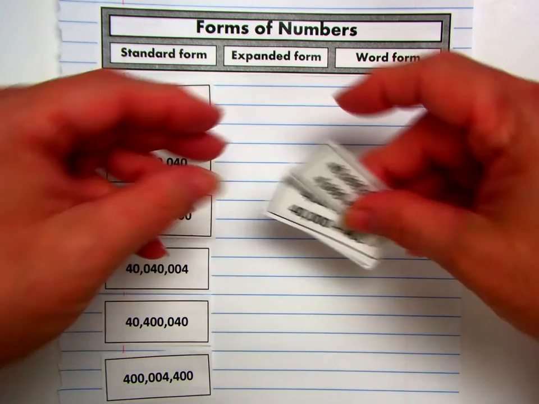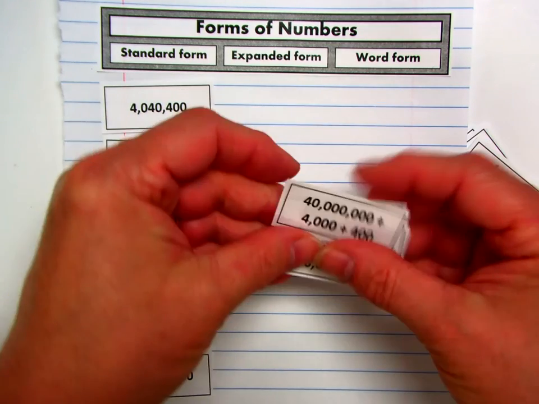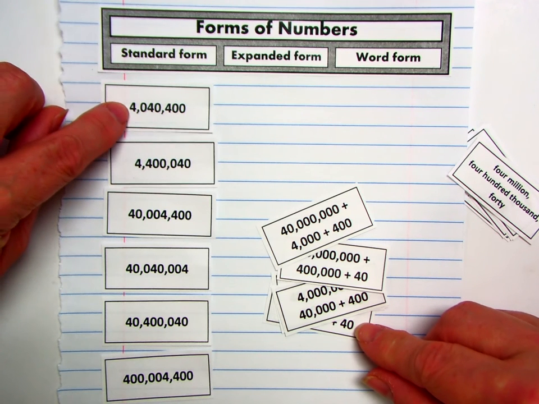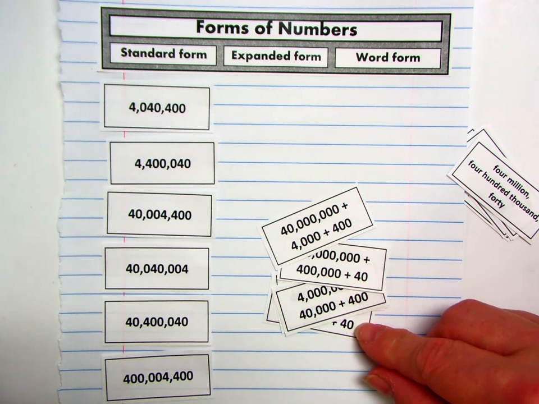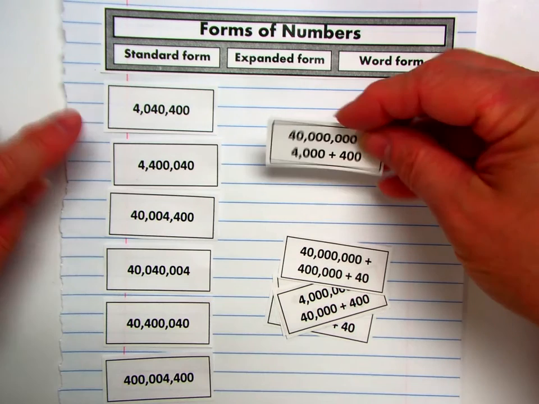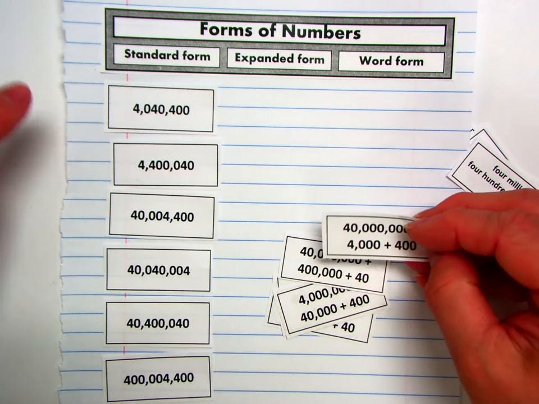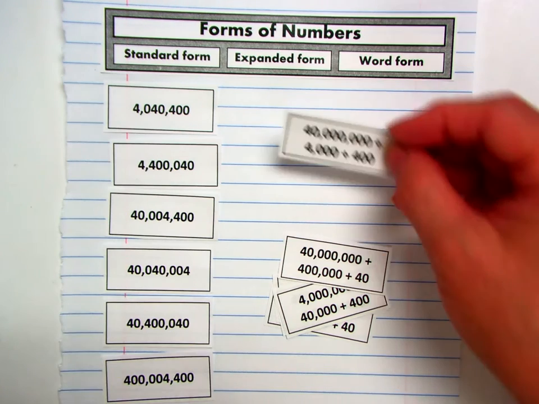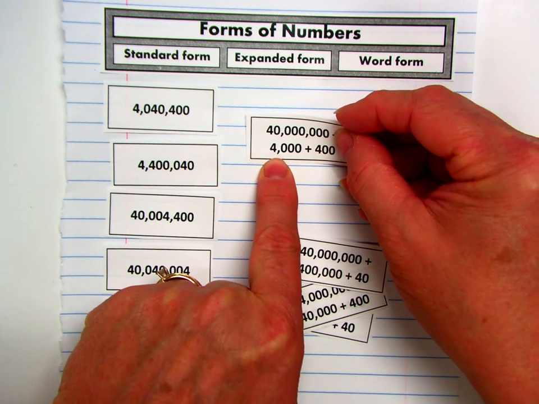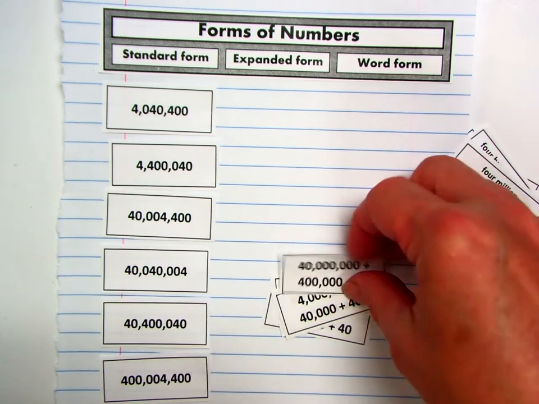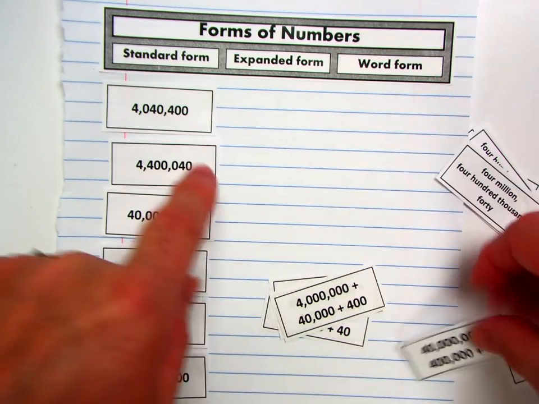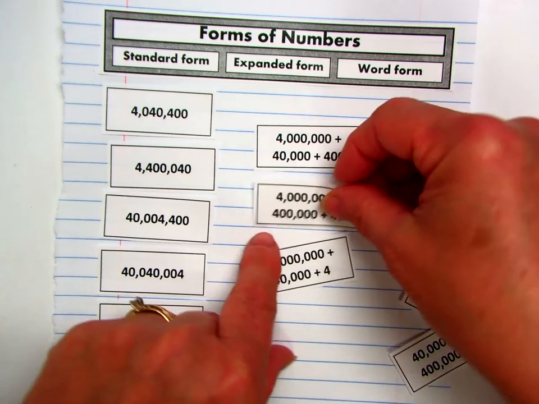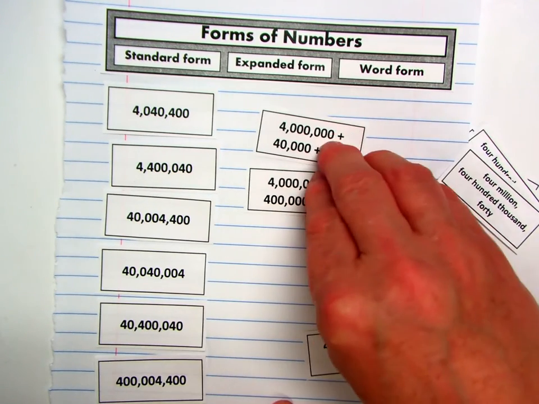So then you're going to take these and you're going to find the card that matches this right here. This says 4,040,400. So I'm going to look for the one that adds together those three values, 4 million plus 40,000 plus 400. So this one has a 4,000 in the middle and a 40 million at the top, so that's not it. This one has a 40 million at the beginning. Oh, this one has a 4 million at the beginning, and this one has a 4 million at the beginning. So these must be the smallest ones.